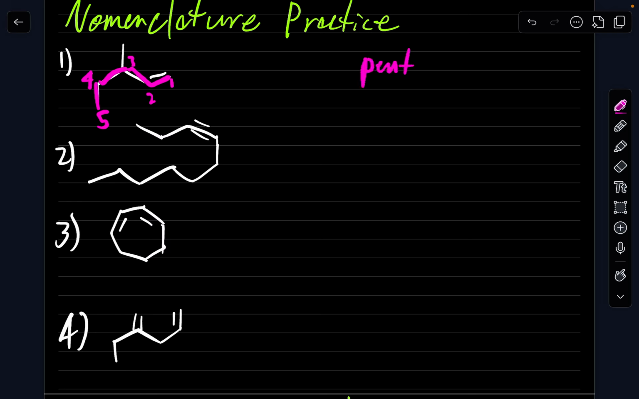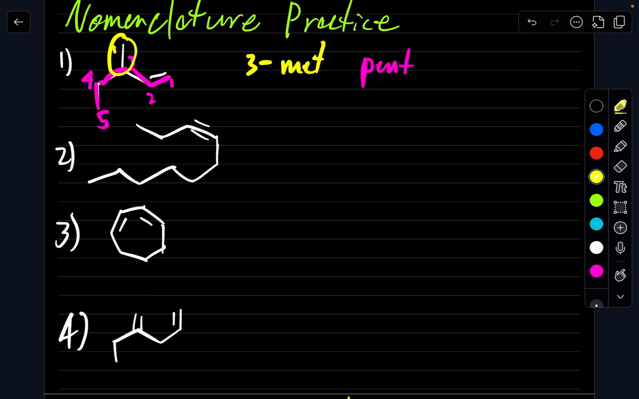And you can add a substituent. We got one here, and it's a methyl substituent on carbon 3. So it's going to be 3-methylpent. And then there's also a double bond right here on bond number 1. So that's going to be pent-1-ene. So our final answer for question 1 is 3-methylpent-1-ene.